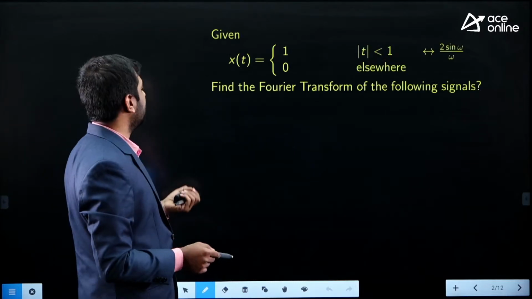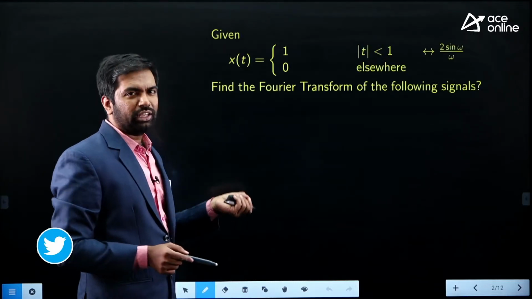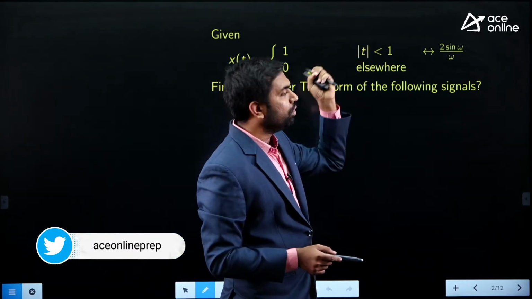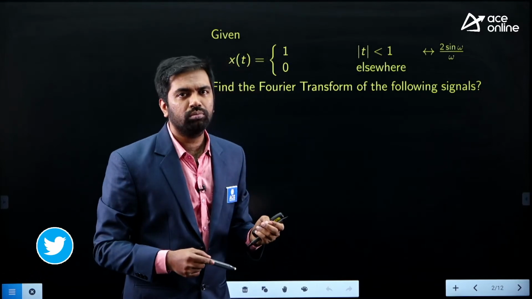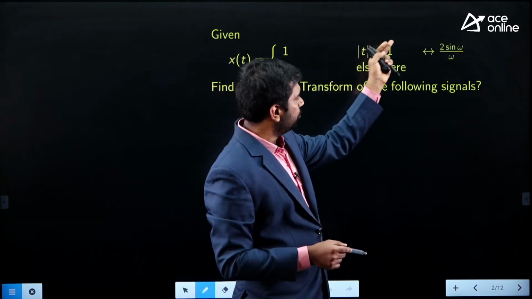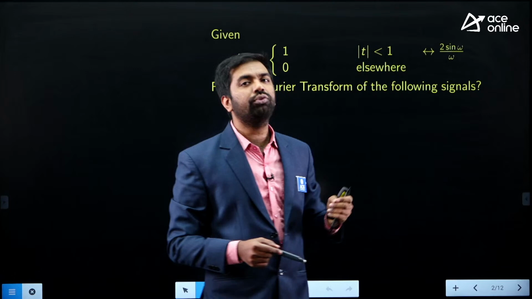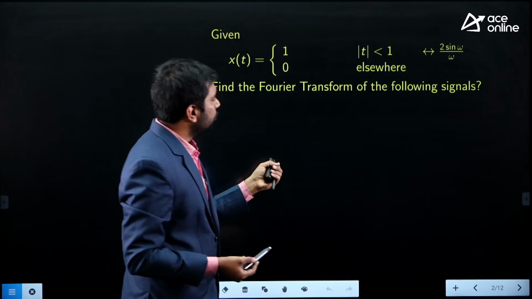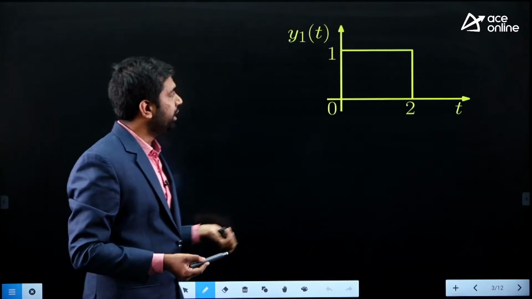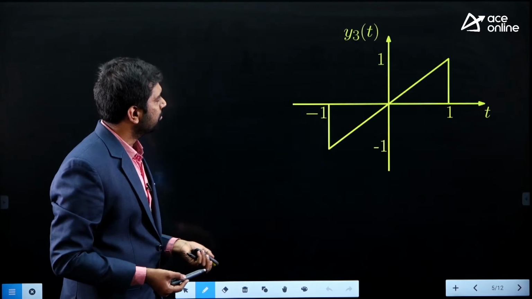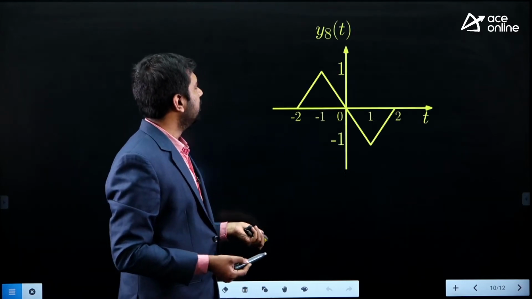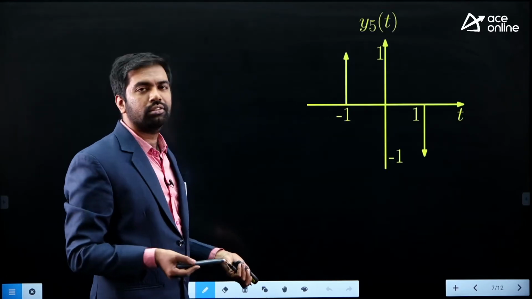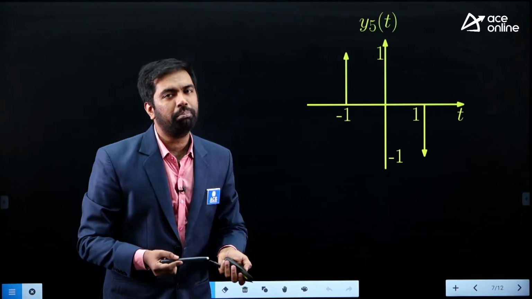So what are they asking here? They gave us x of t, it's 1 for modulus of t less than 1, elsewhere it's 0. They also provided its Fourier transform, which is 2 sine omega by omega. Find the Fourier transform of the following signals. They gave us various signals like this. We need to find the Fourier transform of all these signals using the rectangular pulse.